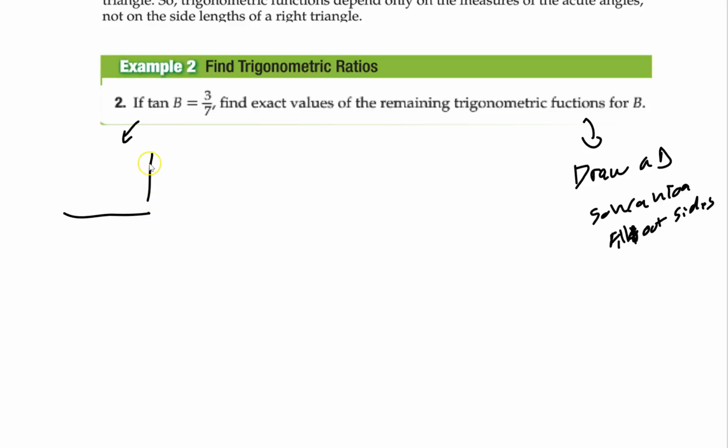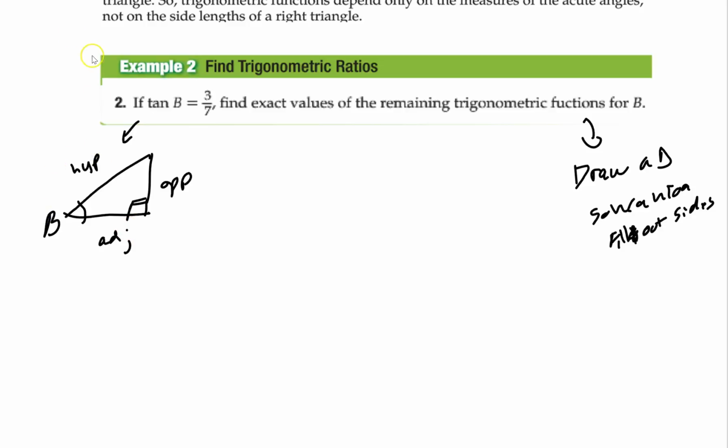So I'm just going to draw a triangle. Get used to this, we're going to draw lots of these. It's going to be a right triangle. Let's say this is B, doesn't really matter. Now I'm going to label my sides. Remember, if this is angle B, that makes this opposite, because it's across from it. Here's my right angle, so that's hypotenuse. This is adjacent.